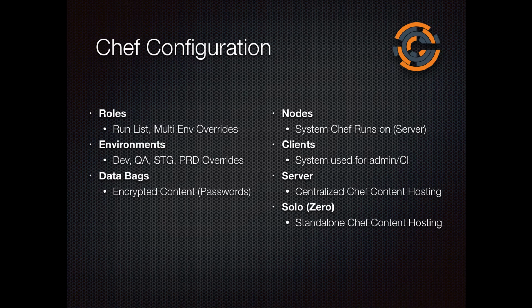Chef configurations, the three main ones are the roles, environments, and data bags. The roles are usually over multiple environments. Usually in your roles you just have a run list, the run list being what cookbooks to run. So you might have a web stack role and it runs this set of cookbooks to set up a web stack. But then you go to your environment and it's a JSON file.